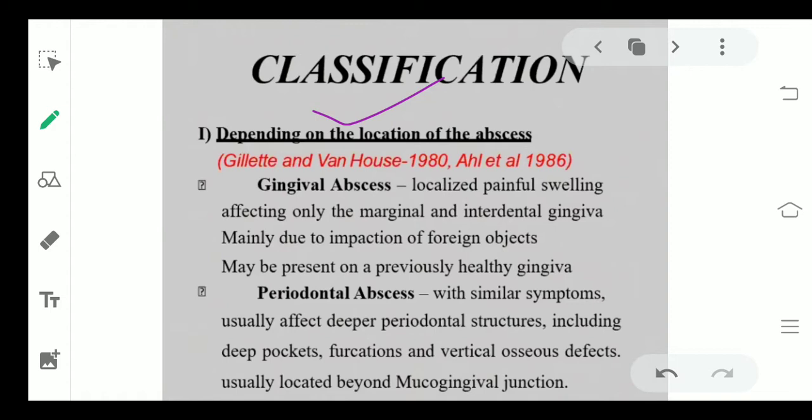Coming to the classification, depending on various factors we have classified the abscess. It can be classified on the basis of location, on the basis of number, and on the basis of tissue involved. So we'll be looking at all of that classification now. Depending on the location, first of all, it can be a gingival abscess or a periodontal abscess. Other than that, it can be the periapical abscess, or it can also be your pericoronal abscess.